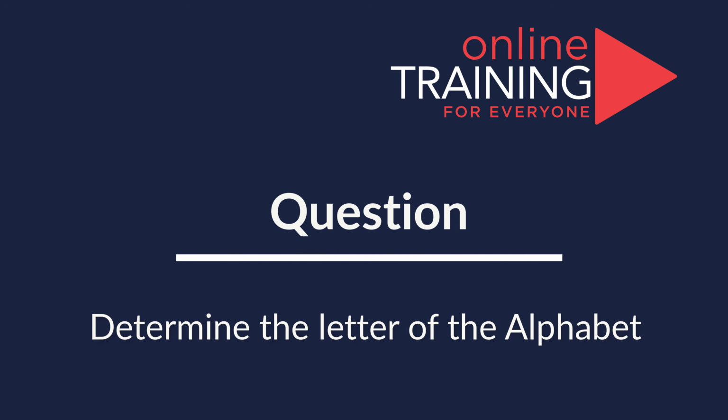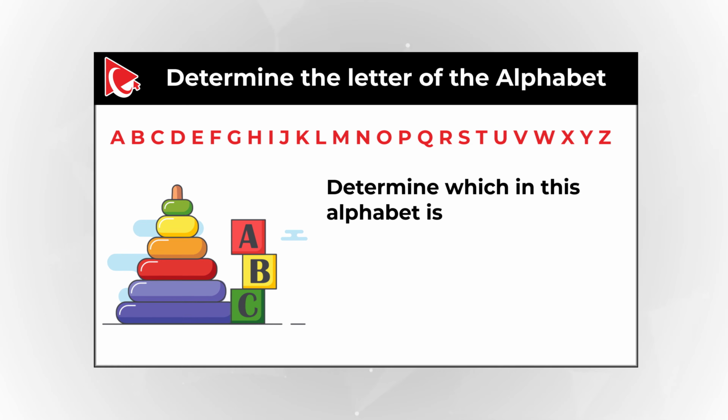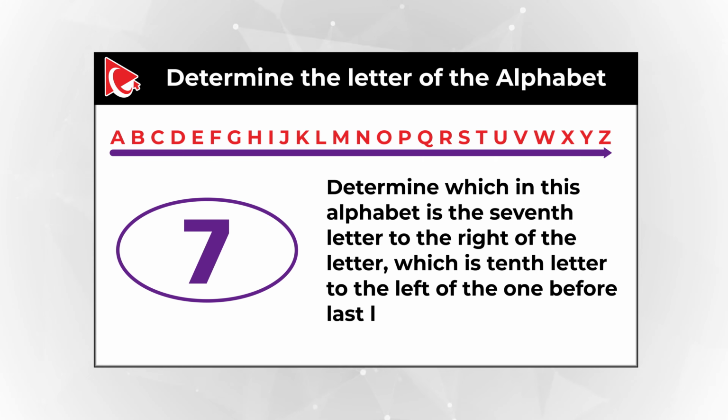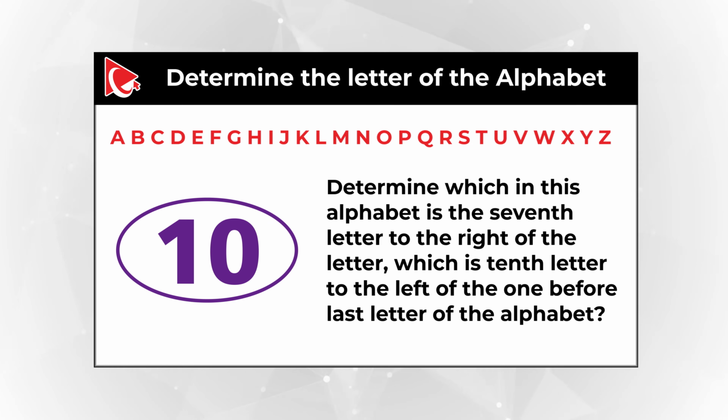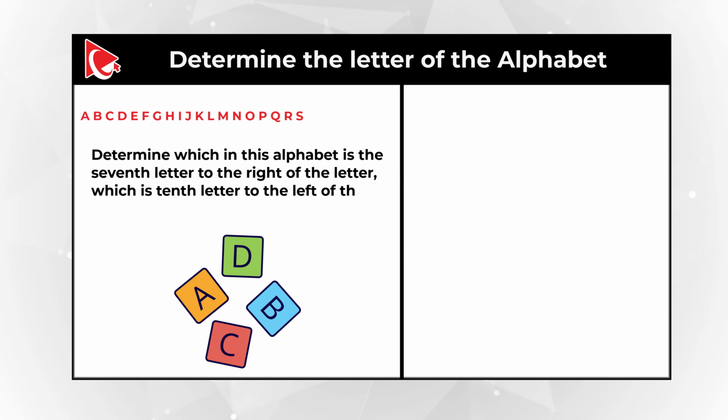I'd like to share with you a very interesting question where you need to determine the letter of the alphabet. You're presented with 26 letters of the English alphabet, and you need to determine which letter in this alphabet is the 7th letter to the right of the letter which is the 10th letter to the left of the one before last letter of the alphabet. You have 4 different choices.